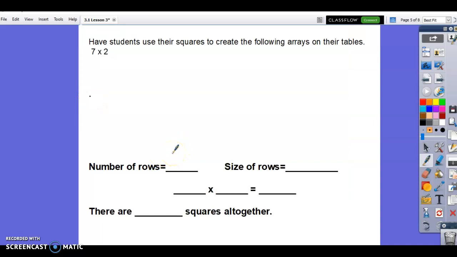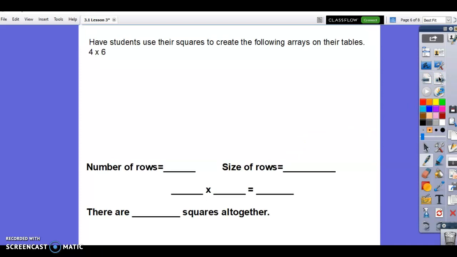So how many rows did I have? I had 7 rows. And the size of my rows is 2. So now I'm going to write my array as a multiplication equation. Okay? So I'm going to write 7 and 2, and this equals 14. Now, this number 7 and this number 2 are called factors. We use these two numbers, the factors, and we put them together to equal a product. Okay? So there are 14 squares all together.